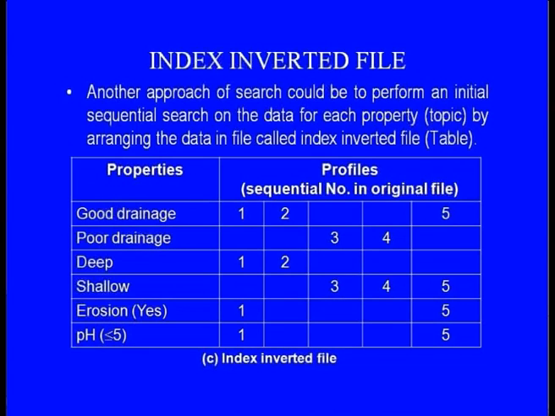Similarly, depending upon the depth, we can say profiles 1 and 2 have deep soil, whereas 3, 4 and 5 will naturally be shallow. Similarly, we can find out whether the soil has the potential of erosion or not. We can search the file and find all soils which have erosion capabilities or which have been generated from eroded material. These are 1 and 5, and so on.